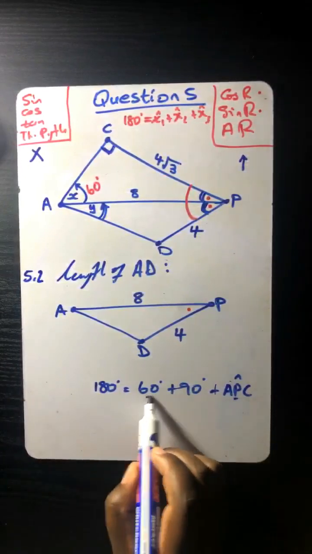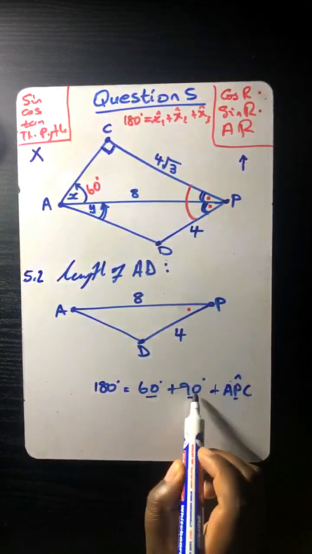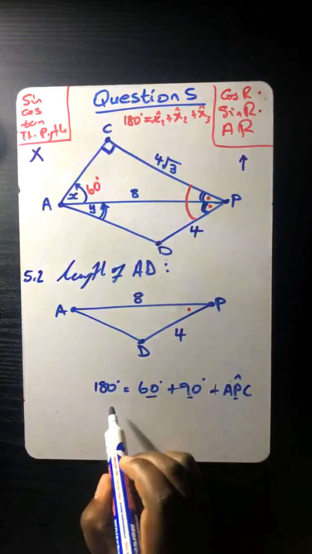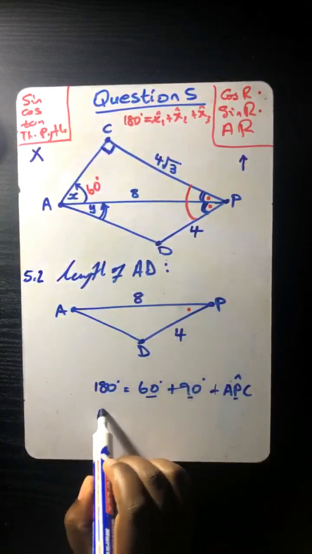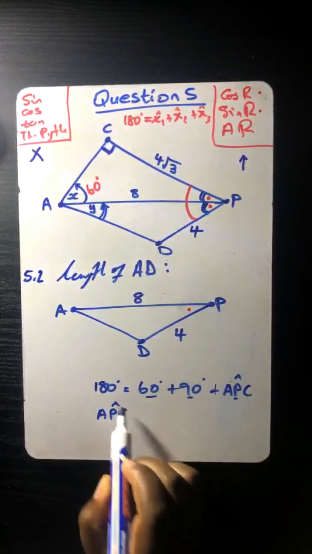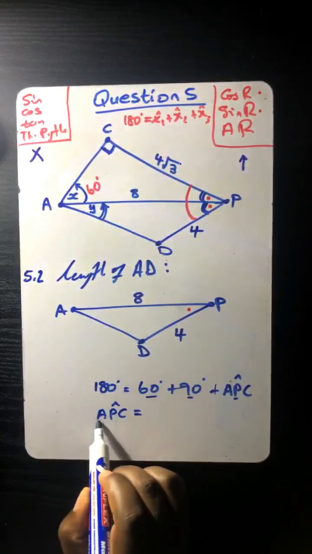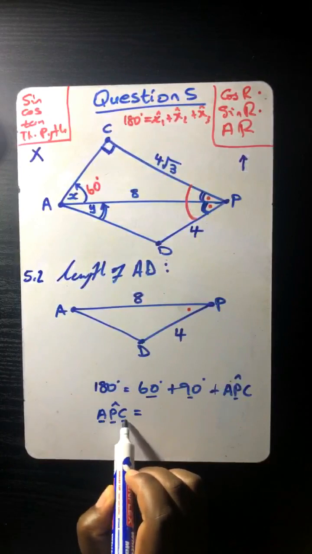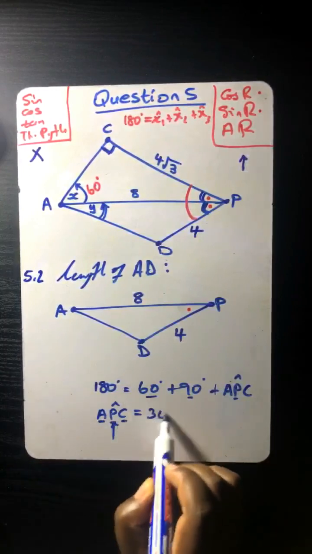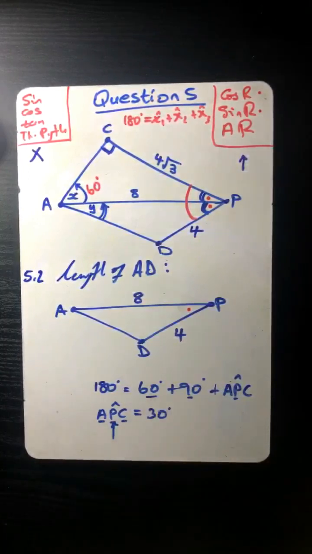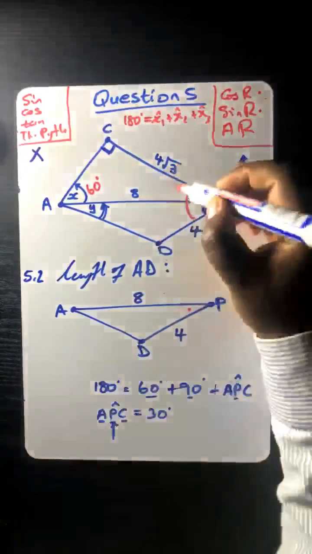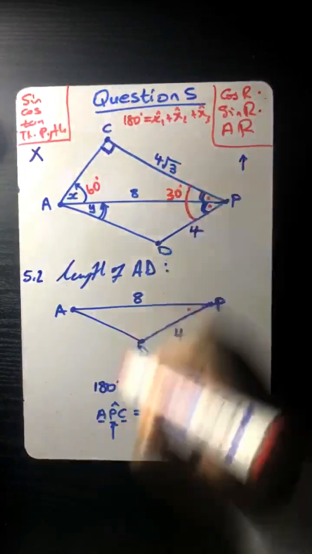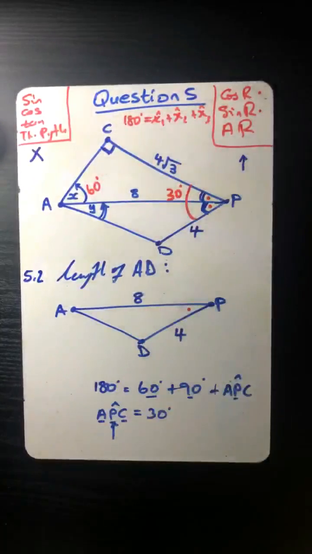So this plus that, I think this is 150. You take it to the other side. Is it not 30? I think it's 30. So that means in this triangle APC, angle P, it is the one which is 30 degrees. So that angle there, it's equals to 30 degrees.